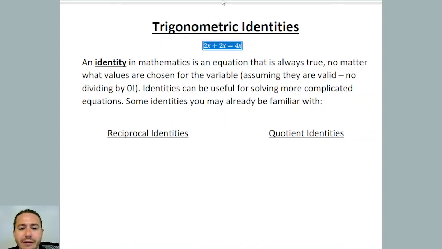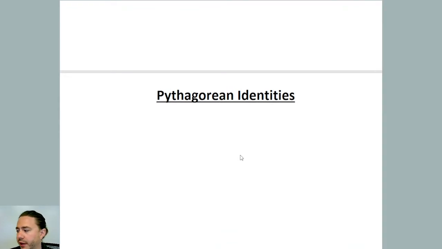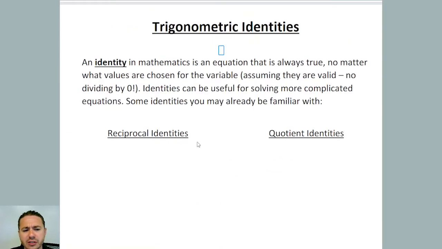And so we've got different identities that involve trig functions that we can use to make substitutions in our equation to solve. So today we're going to go over 3 groups of identities: the reciprocal identities, the quotient identities, and what are known as the Pythagorean identities. So let's start with the reciprocal and the quotient identities. The reciprocal identities are ones that you're probably already a little familiar with. Basically what they do is relate the reciprocal functions to the original 3 trig functions.